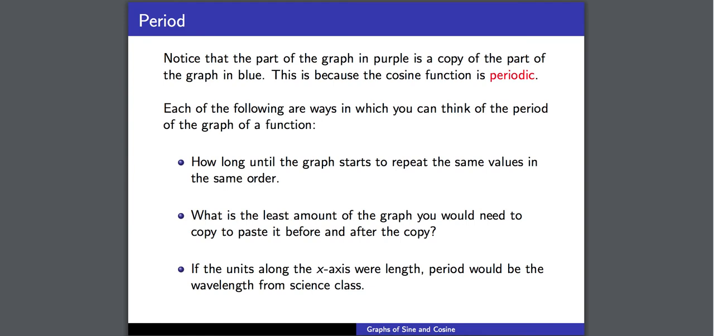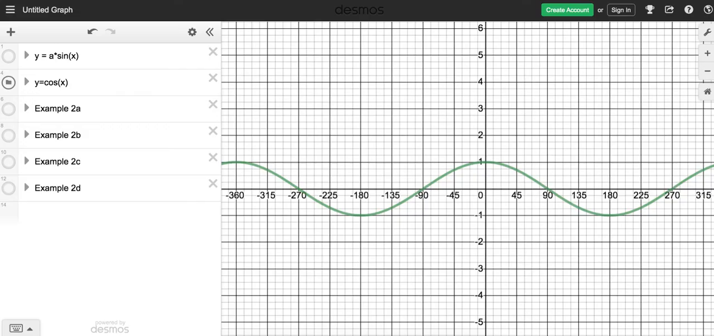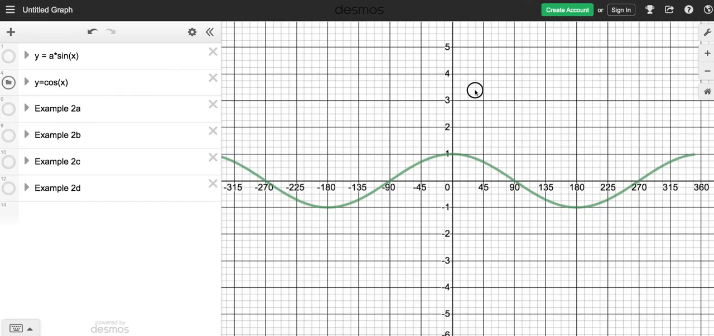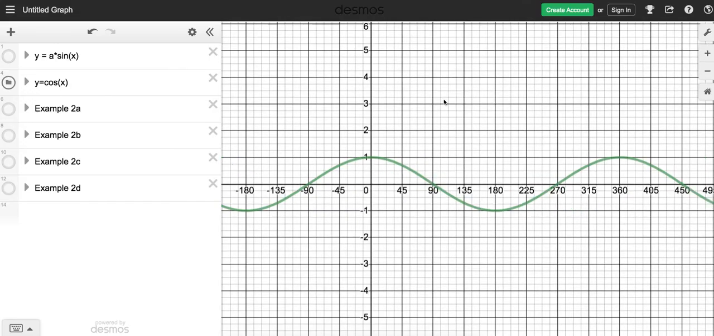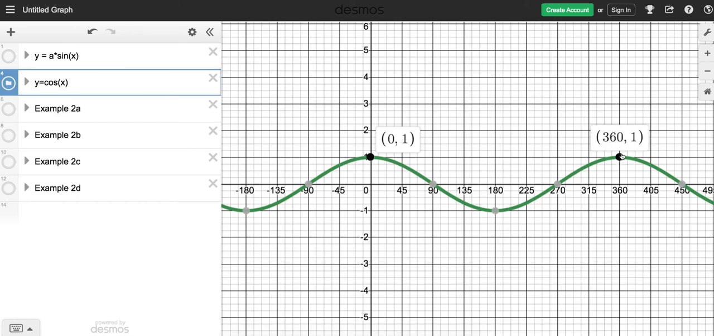And if the units along the x-axis were length, then the period would be the wavelength from science class. And that's actually the way I interpret the period of graphs, more of a wavelength feature. So if we take a look at 0 degrees, the cosine of 0 degrees is 1. All the way out to 360 degrees, the cosine of 360 degrees is 1. And for sine and cosine, the period of our graph is 360 degrees.